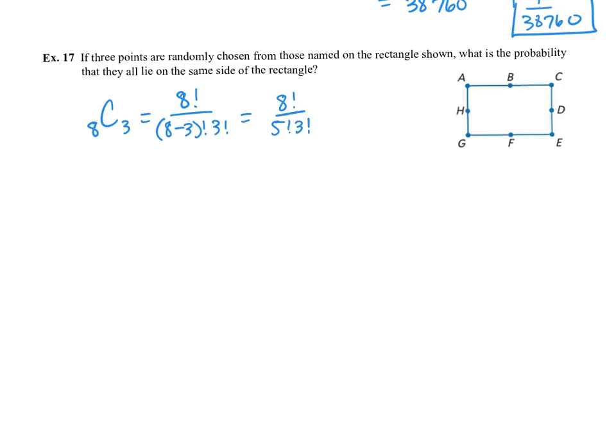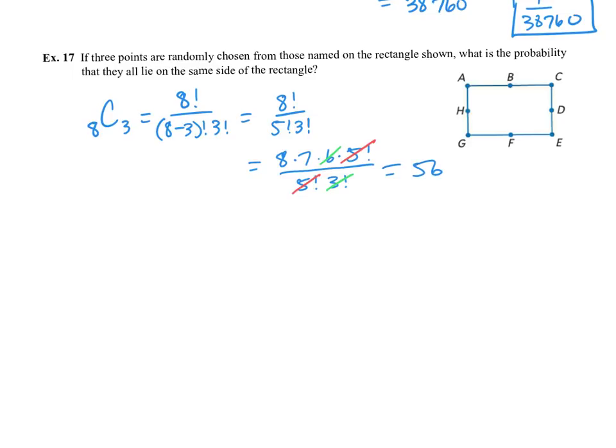All right, and then we can simplify that. That would be 8 times 7 times 6 times 5 factorial over 5 factorial times 3 factorial. I think you can see why I wrote that out, so I could cancel the 5 factorials. And also, remember, 3 times 2 times 1 is 6. So I can cancel 3 factorial with 6, so that leaves 56. So this is equal to 56.